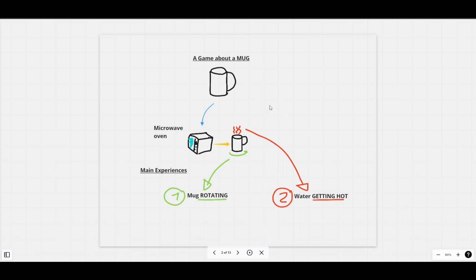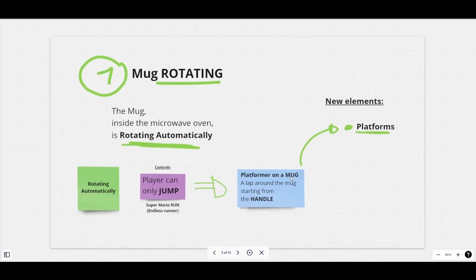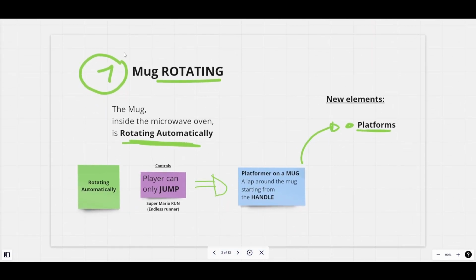So the two main things that happen to our mug inside the microwave oven are the rotation and the fact that the water is getting hot. The mug rotation can be exploited and transformed into mechanics for our game. For example, I thought about using it as an automatic tool for rotating the environment, so the mug as an endless runner. So we are making a platformer around the mug.